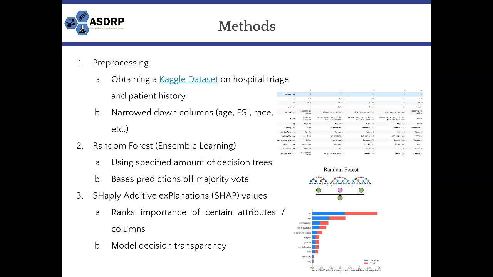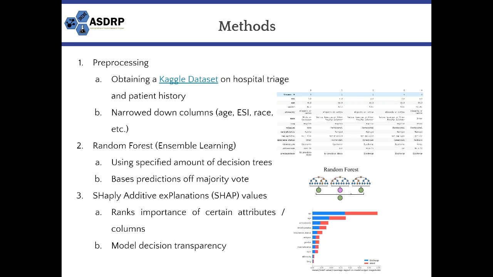SHAP values, as Patrick mentioned, is a transparency algorithm that performs computations to tell us which features the model thinks are most important. It basically increases the model's transparency and allows the programmer to know what the model is thinking. And with that, I'll pass it to Hiresh to discuss results.